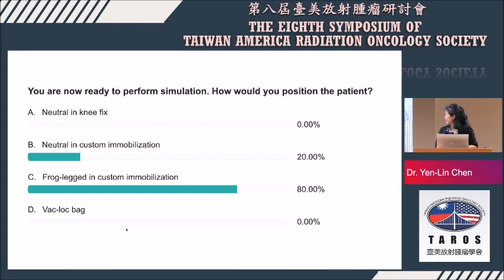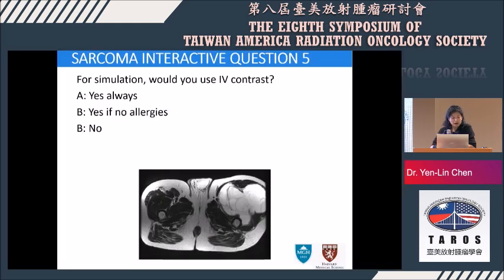Can we display the answer? Okay, all right, great. So 80% of you would frog leg the patient in a custom immobilization, and about 20% would do neutral, also in a custom immobilization, and no one would recommend doing just a low knee fix or a back lock. All right, and then next, for simulation, would you use IV contrast?